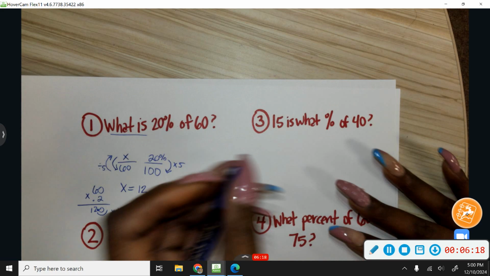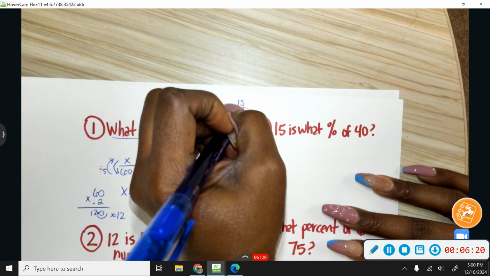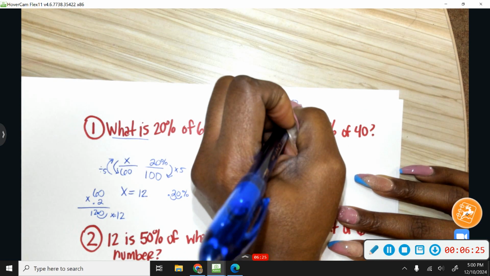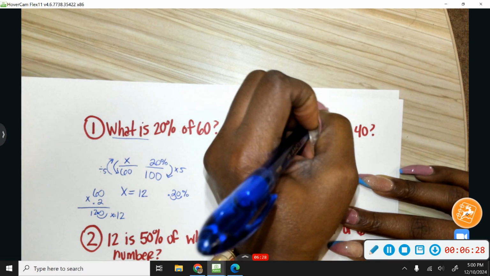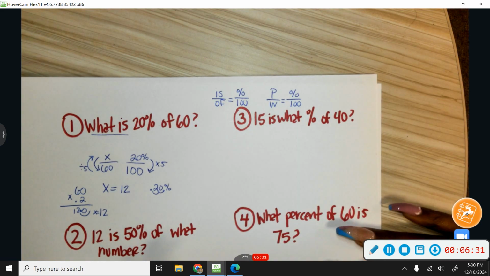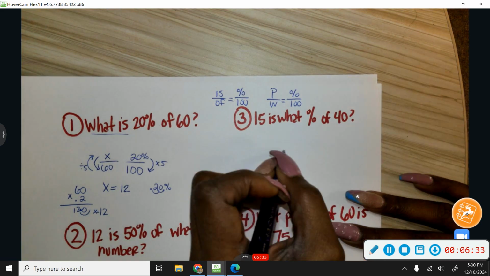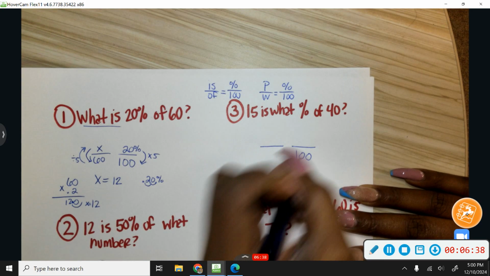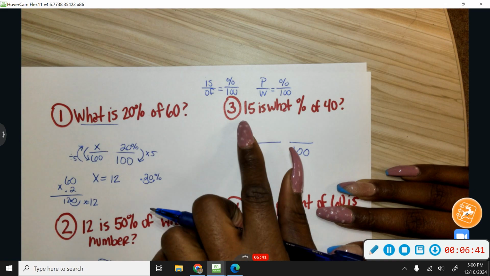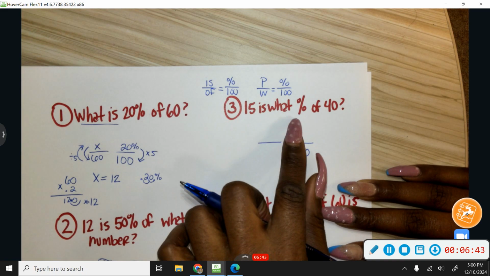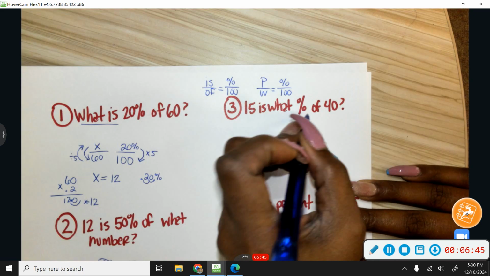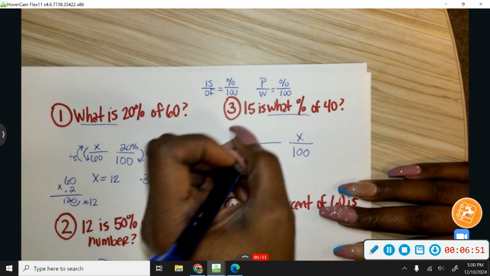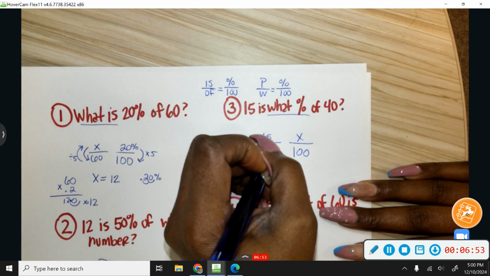And I'm going to just rewrite my is over of, percent over 100, which is also my part over whole, percent over 100. Okay, so now let's do the same thing that we've been doing. First thing I'm going to write is my 100, because that's never going to change. And in this case, 15 is what percent, so we know we're looking for my percent, because what percent? X, and then it says 15 over 40.